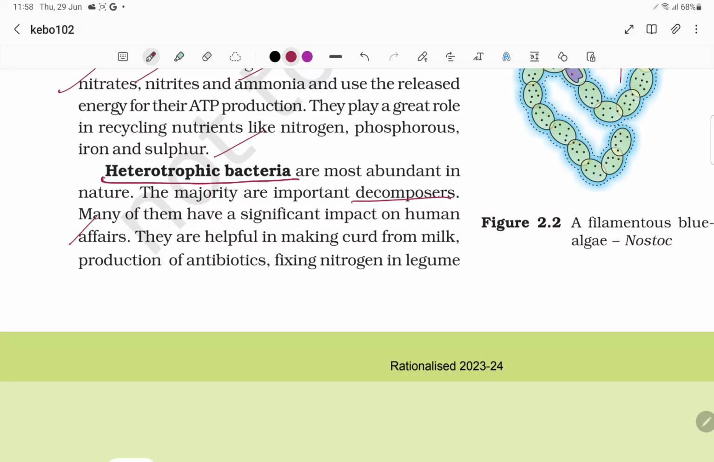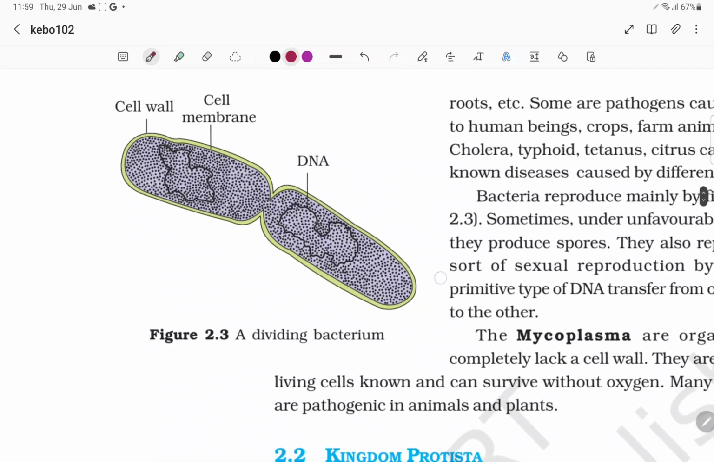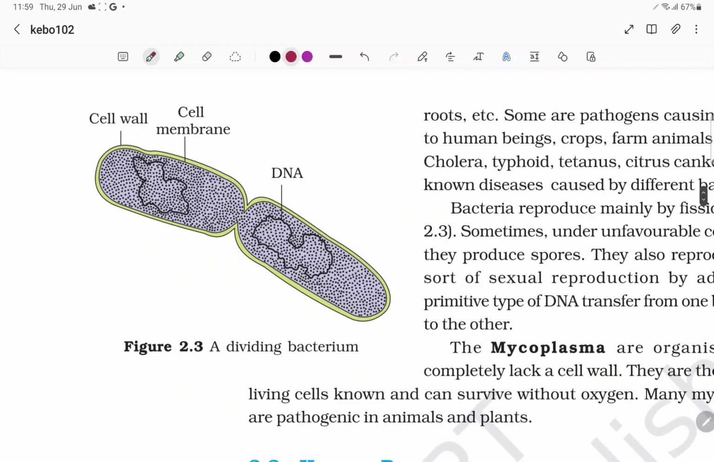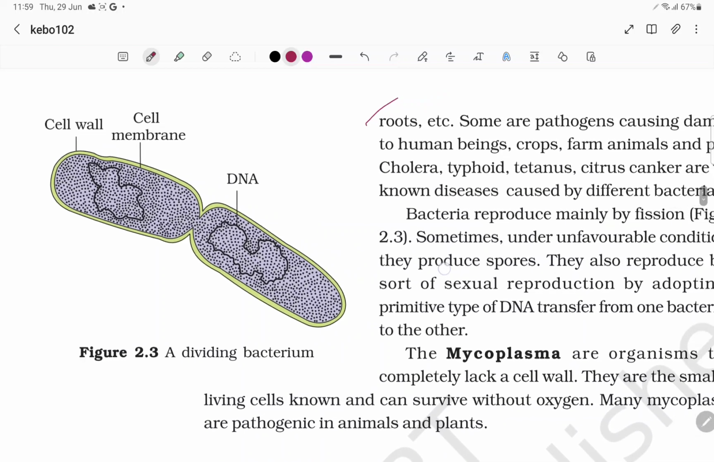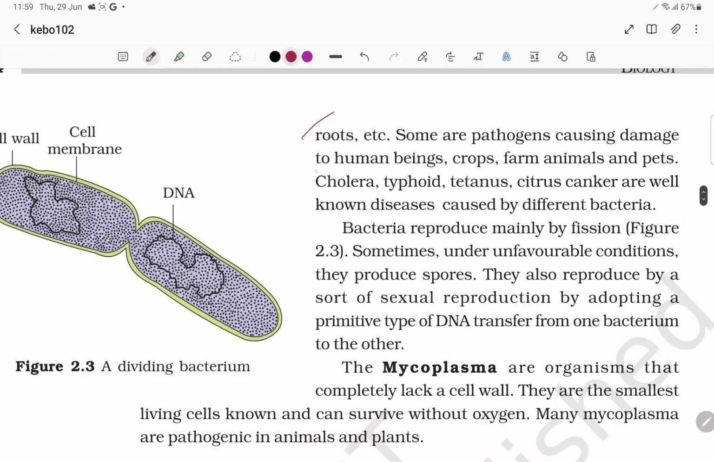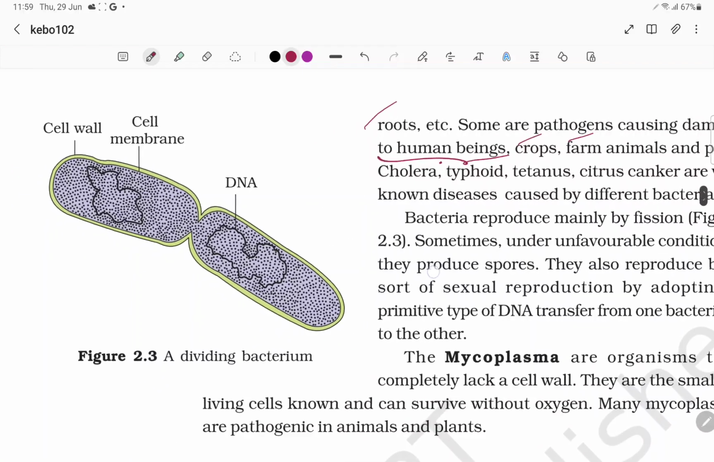They have a chief impact on human affairs. They help in making curd from milk; it is lactic acid bacteria or Lactobacillus. And we have the production of antibiotics. And we have nitrogen fixing in legumes, such as Rhizobium, Frankia, in the roots. Some are pathogens causing damage in human beings, like disease causing agents, crops, farm animals, pets.